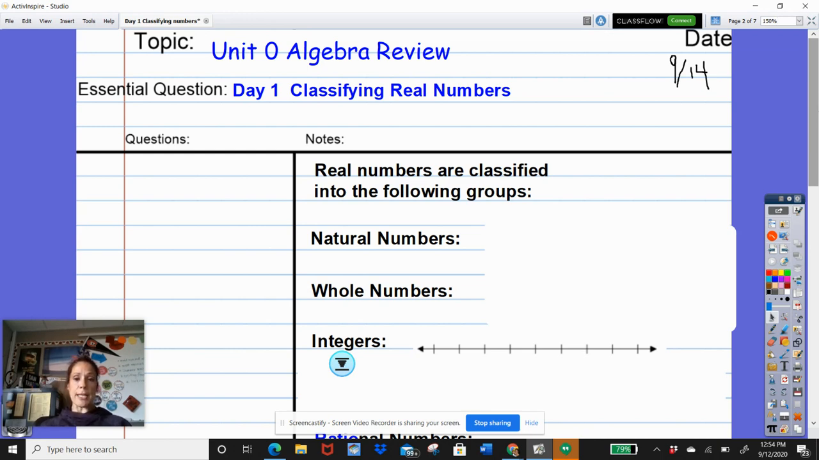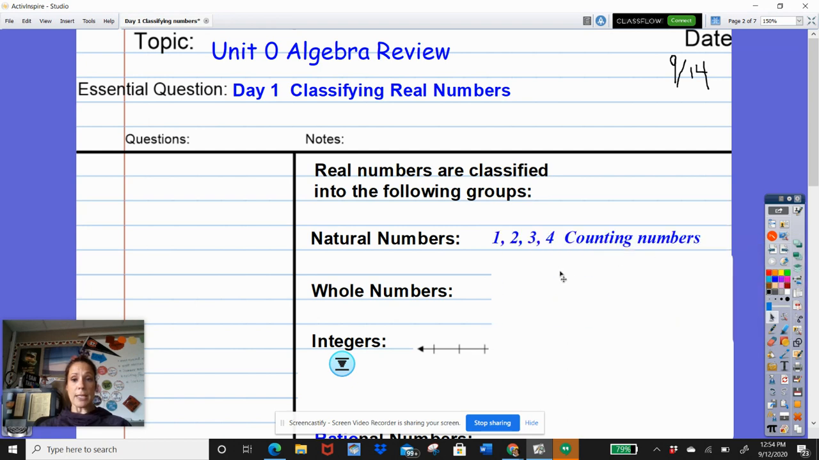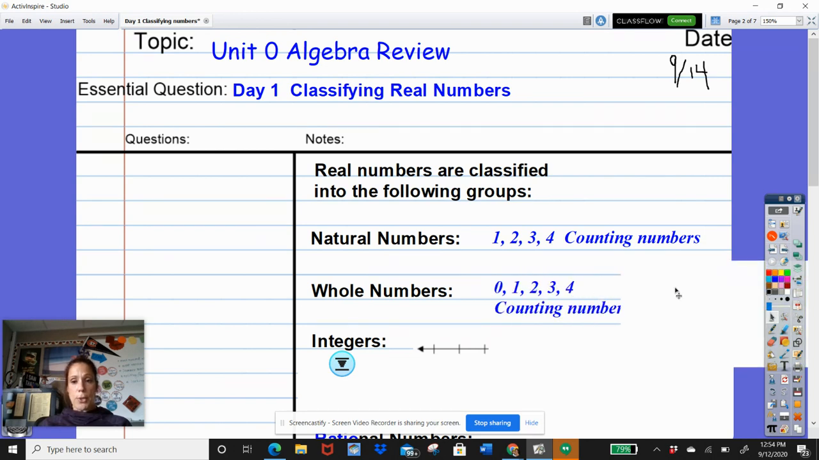So real numbers are classified in the following groups. The first group is natural numbers. And so those are known as the counting numbers. So when you first learn to count, it's natural. 1, 2, 3. You count on your fingers. So that's why natural numbers are the counting numbers. Whole numbers add one number in there. And the only difference between whole and natural is 0. So 0, 1, 2, 3. So it's counting numbers plus 0.